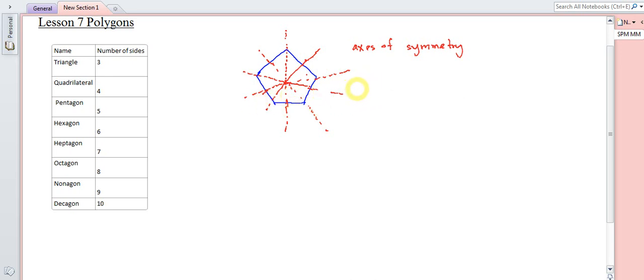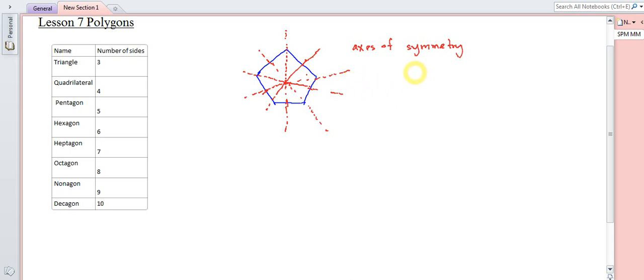Actually, for a regular polygon, if the question asks you how many axes of symmetry it has, you just look at the number of vertices. For a regular pentagon, there will be 5 axes of symmetry. Regular hexagon, there will be 6 axes of symmetry. Regular heptagon will be 7 axes of symmetry. So you don't have to draw every axis of symmetry and calculate it. You just remember that rule, but that rule only applies for regular polygons.